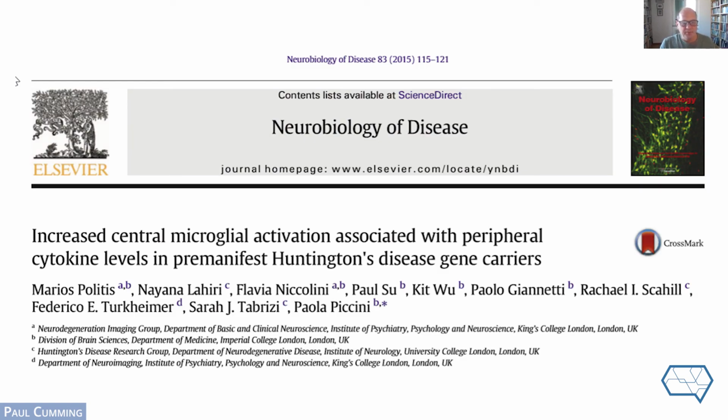And we don't know exactly what causes that, but interestingly, these people continued that line of work and considered the relationship between microglial activation in Huntington's disease and peripheral markers of inflammation, that is cytokine levels in plasma. Next slide.